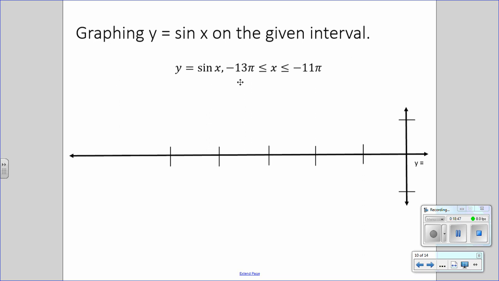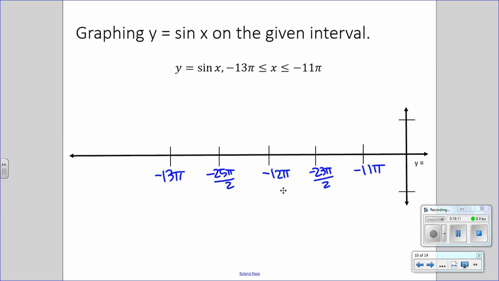Here I have negative values, so I'm going to put my negative 13 pi here. I'm going to put my negative 11 pi here. I do know that halfway between these two should be negative 12 pi. To get in here, you're doing half of way between these, so you can add pi over 2. Should be negative 25 pi over 2. And this should be negative 23 pi over 2.